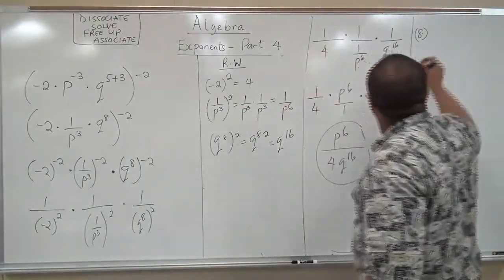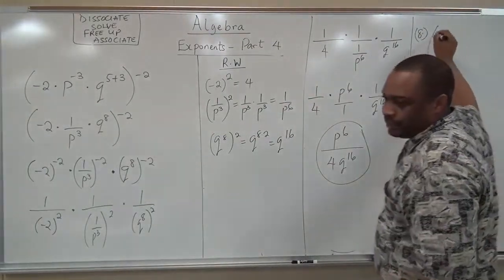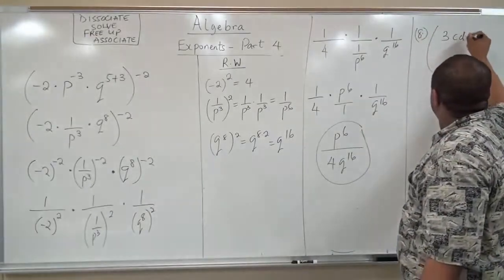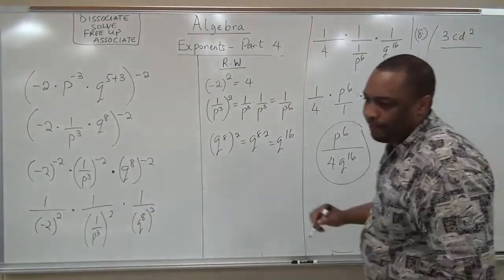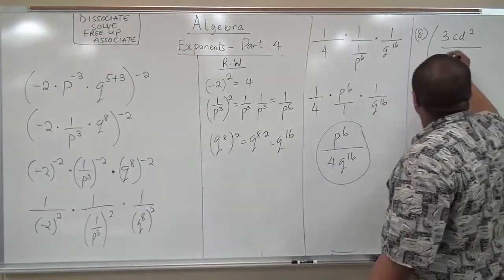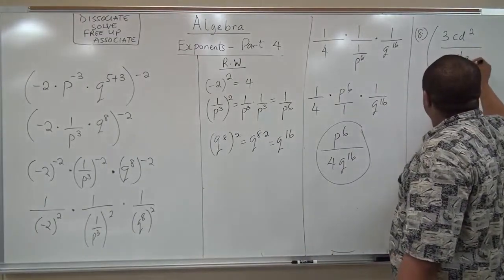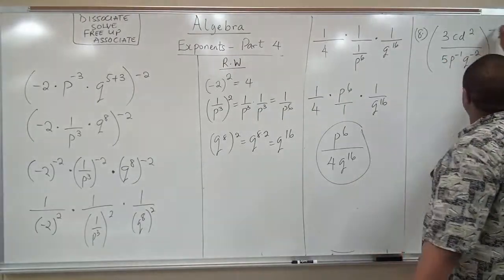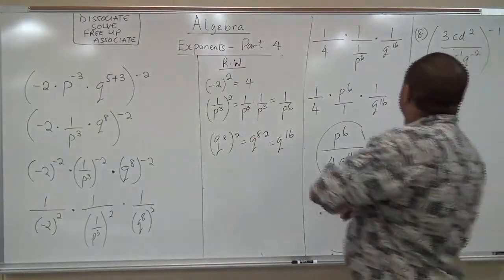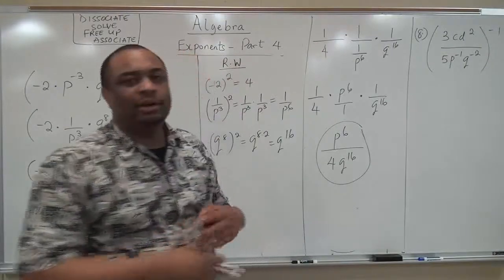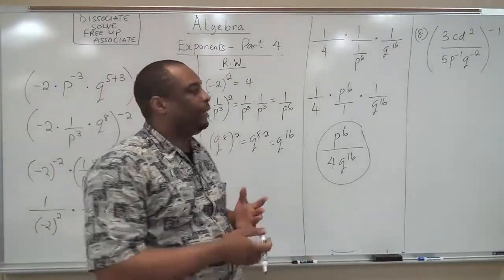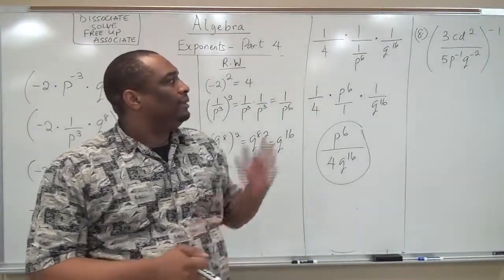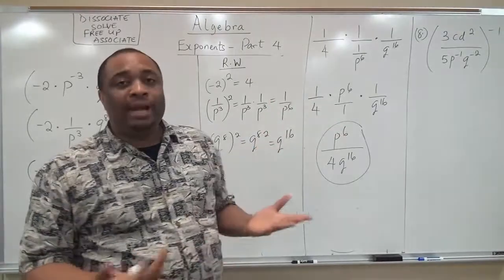We have 3CD squared all over 5p exponent negative 1 q exponent negative 2, then all exponent negative 1. Well, if you look at this one, you see that the second method will not really apply, because the method we just used now will not apply.